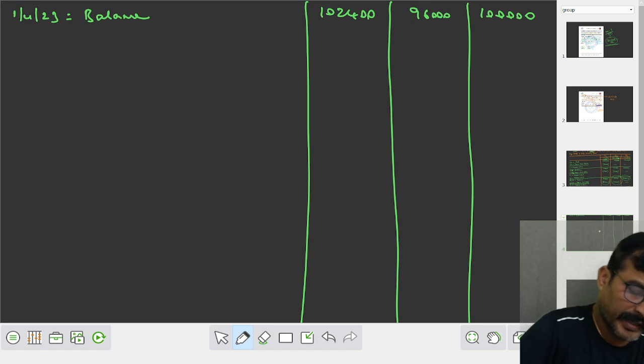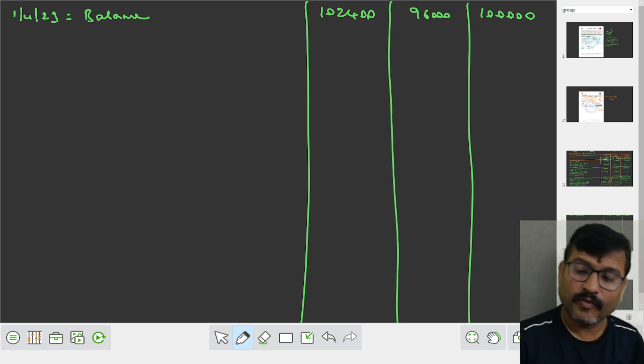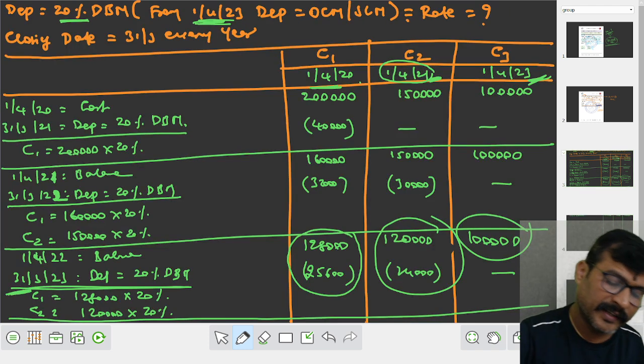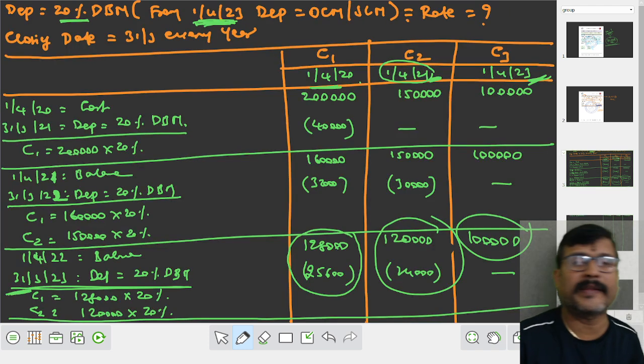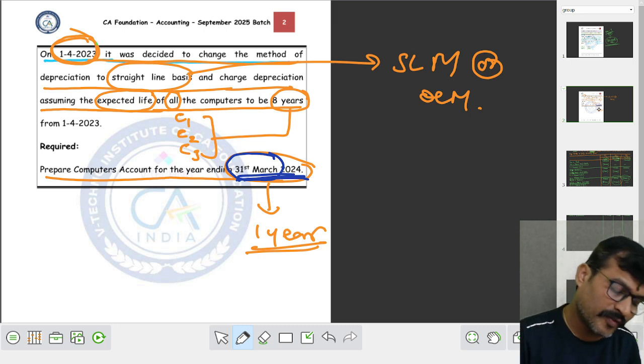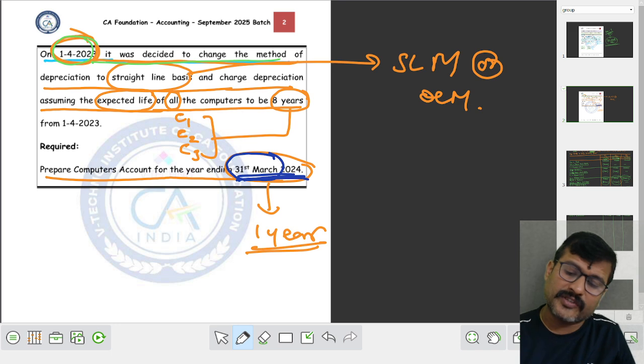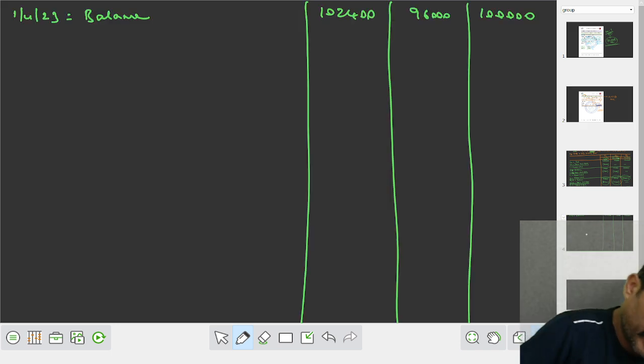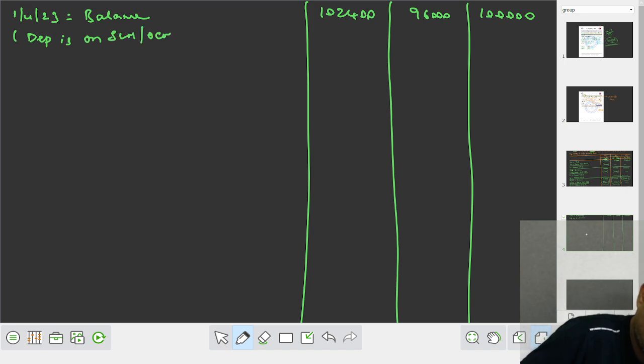See, now we are in April 23. From April 23, what did they do? From April 23, they changed the method of depreciation. On 1st April 23, the method of depreciation is changed to what? Straight line method. So, in bracket you write, depreciation is on SLM or OCM. Are you given the rate of depreciation? Rate of depreciation is not given.